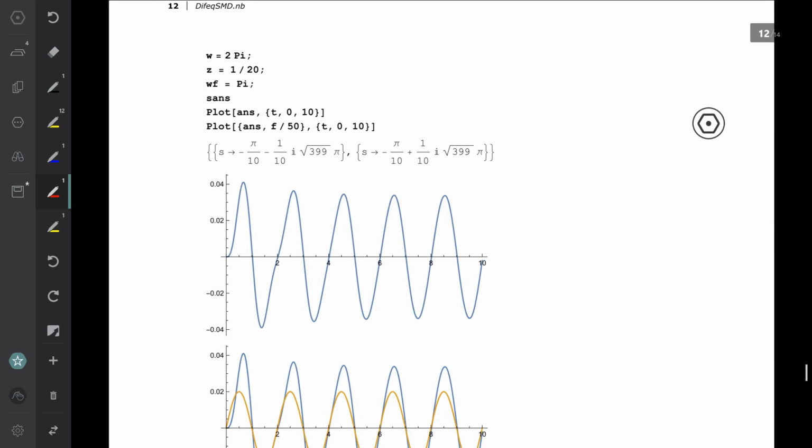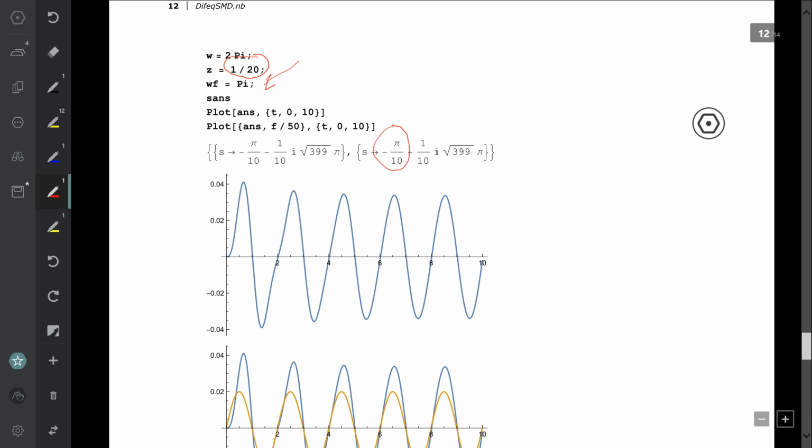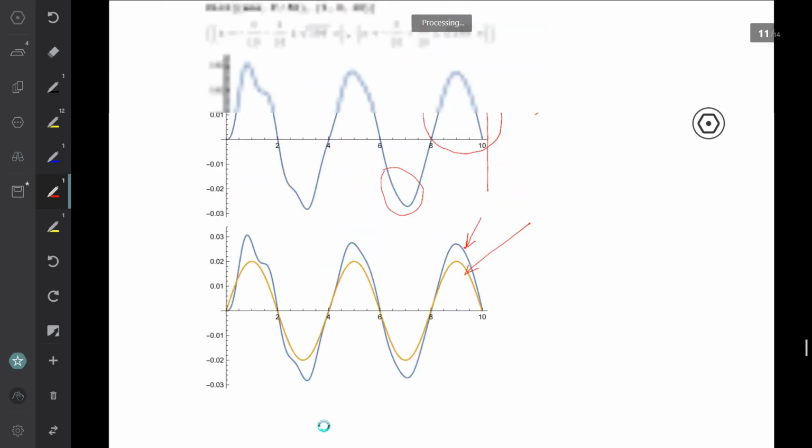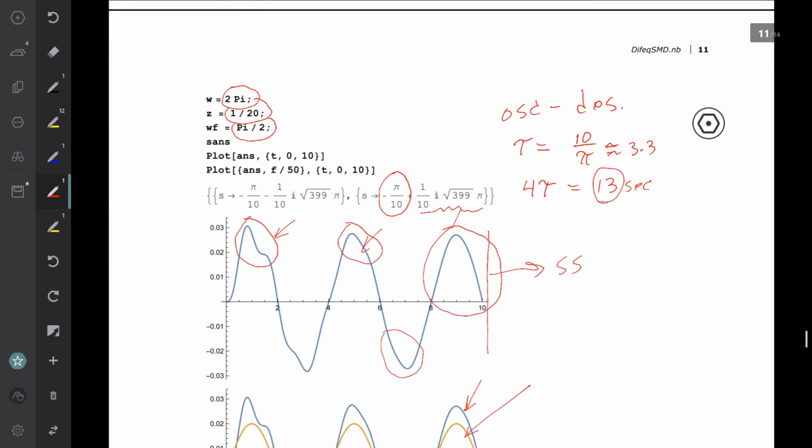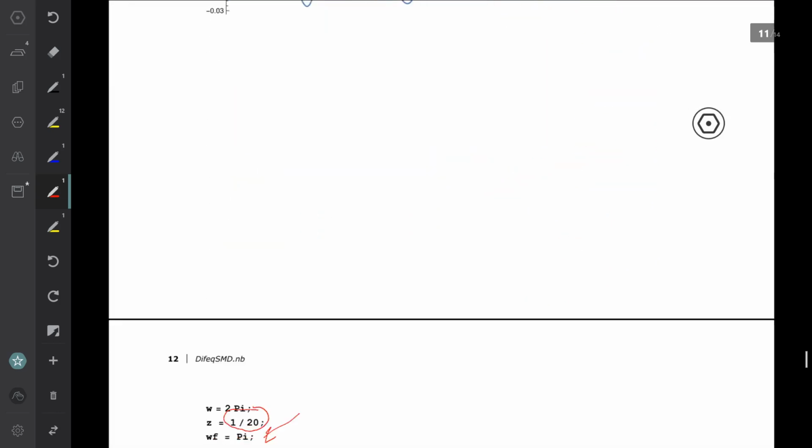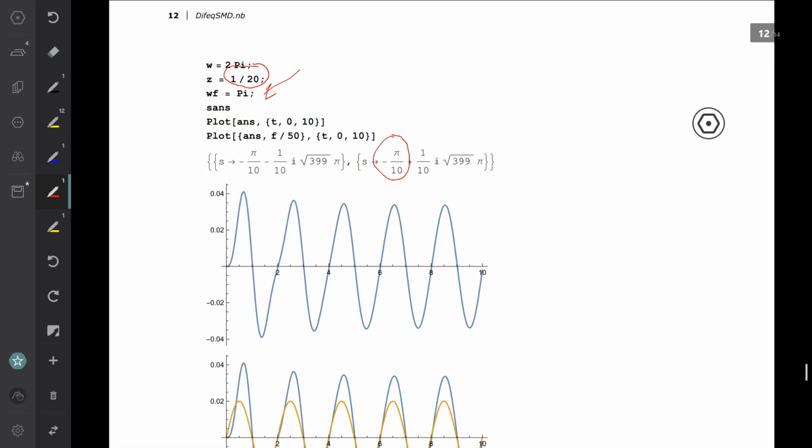This time, it's still under damped. Let's see, we're changing the input frequency, the shaking frequency. Now it's half of what we had before. The time constant is exactly what it was before, because the damping is the same. So if you notice, 2 pi and 1/20. So the transient has absolutely nothing to do with the force. This is the only thing that's different right here.